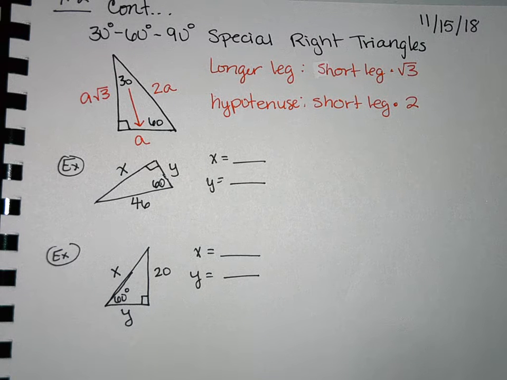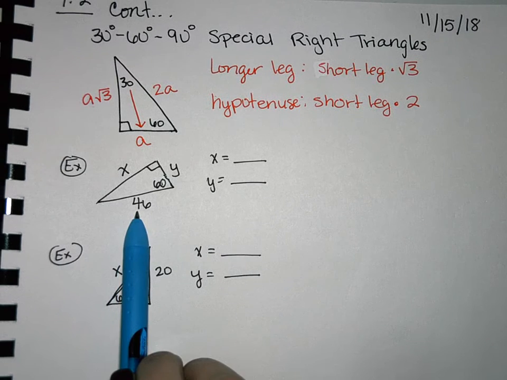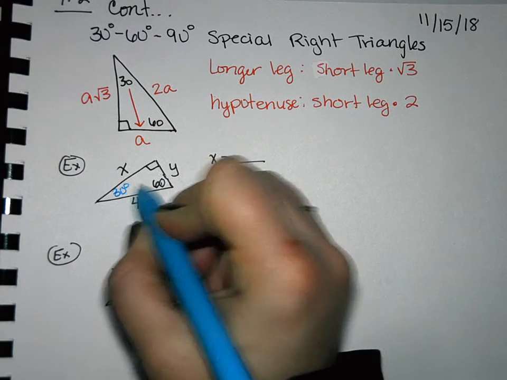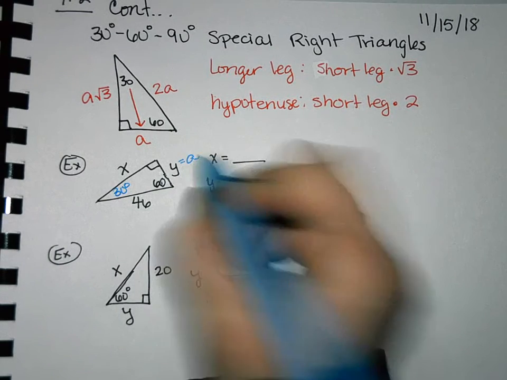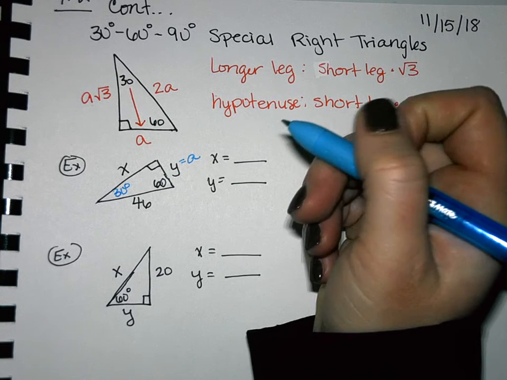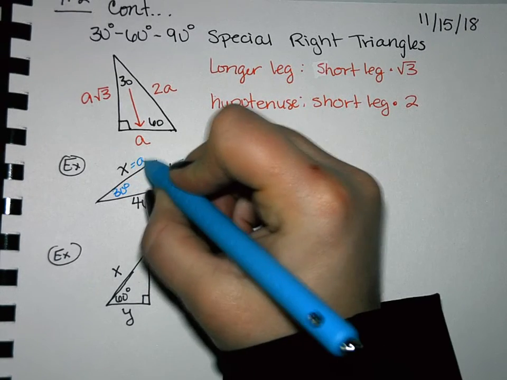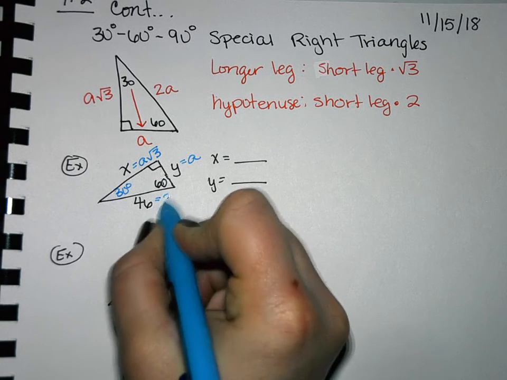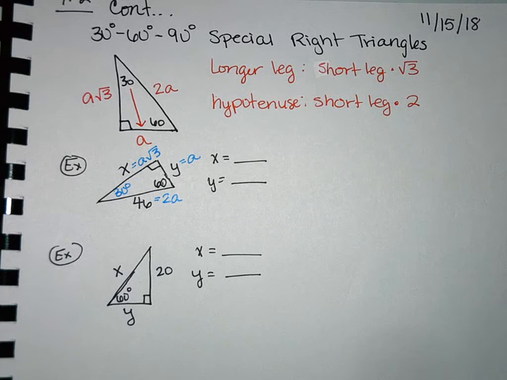Okay, so if we start with putting our pattern on the triangle, start with finding out where is A. So where's your shortest side? So in this first one, which one is the shortest side? Y, because this angle over here is 30. So that means Y would be our A. Our longer leg is what? X. So that's going to be A root 3. And our hypotenuse is going to be 2A.